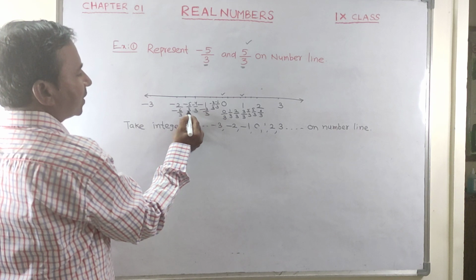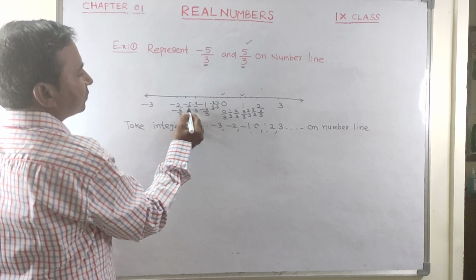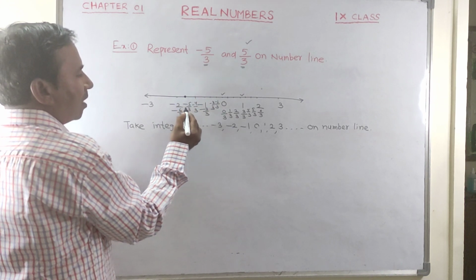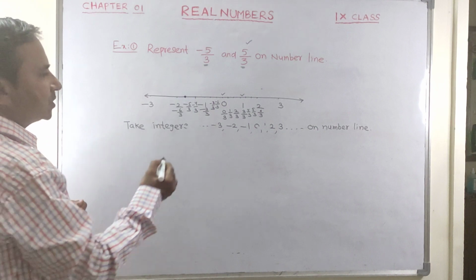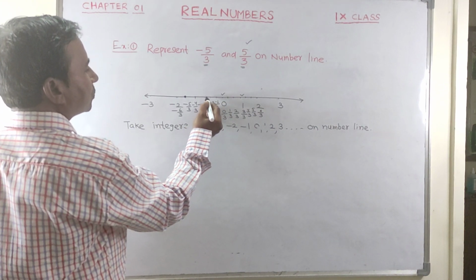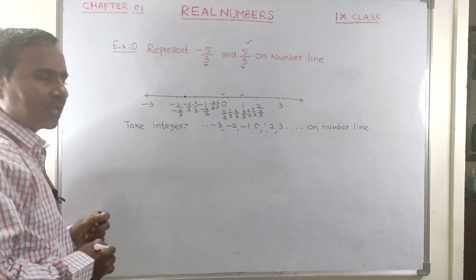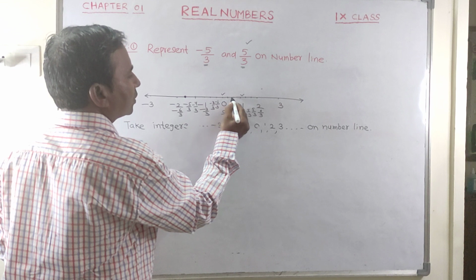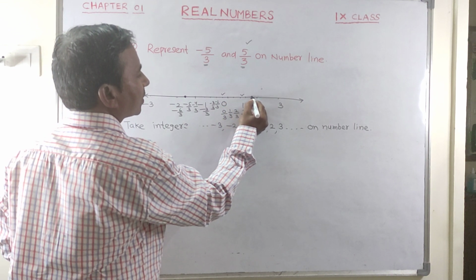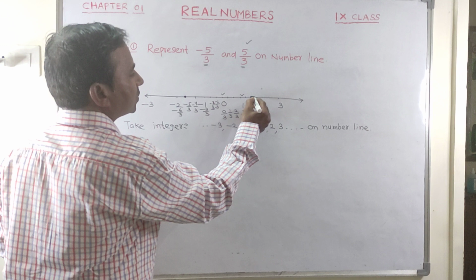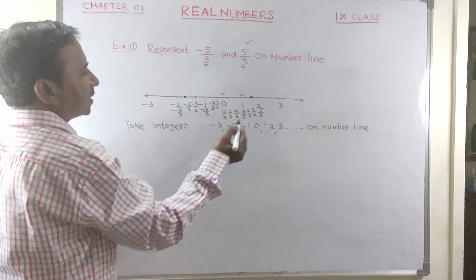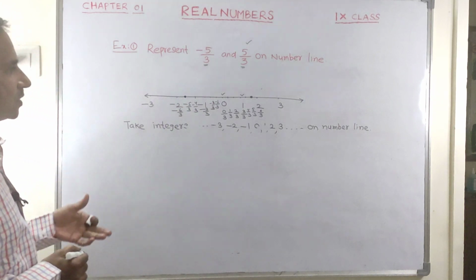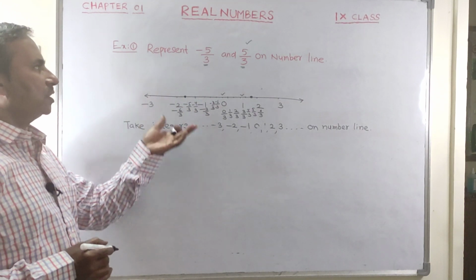Where do we have minus 5 by 3? So here minus 5 by 3 is exactly on the left hand side the fifth part. See, from here if you count 1, 2, 3, 4, 5, fifth part. Similarly on the right hand side also you take the fifth part. Fifth part means 1, 2, 3, 4, 5. So this represents plus 5 by 3 on the right hand side, and on the left hand side this represents minus 5 by 3. So this is the way how to draw on the number line.